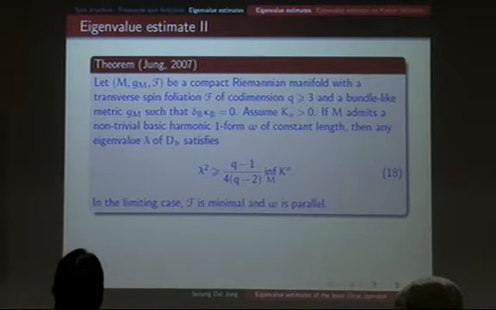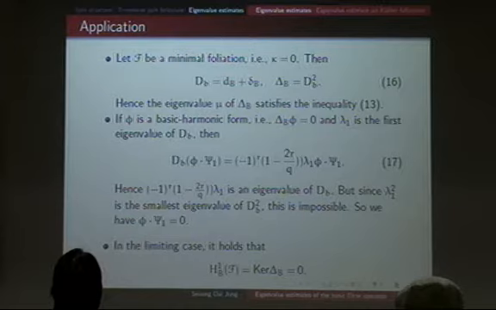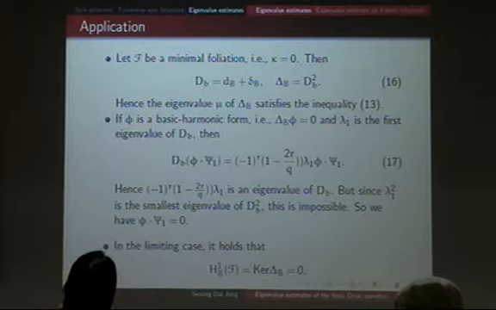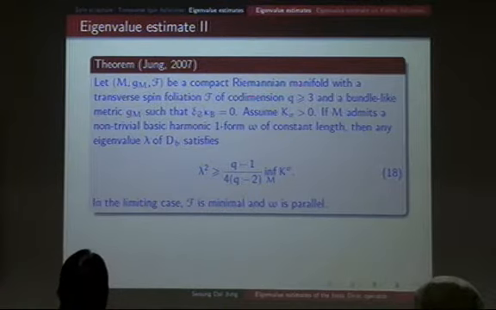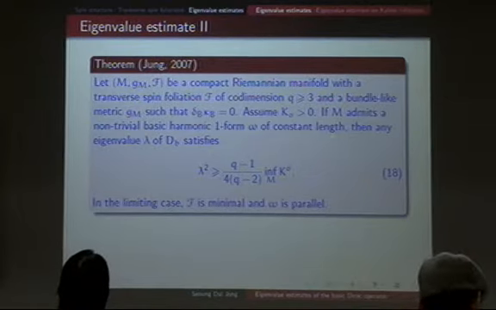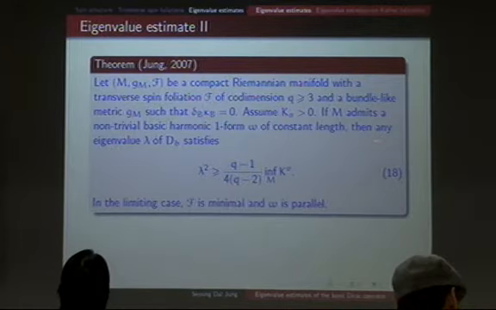From this one, if a foliation has a basic harmonic one-form, then the eigenvalue estimate is sharper than before. So I proved this one. If M admits a non-trivial basic harmonic one-form of constant length, then the first eigenvalue satisfies this inequality. This is sharper than before.